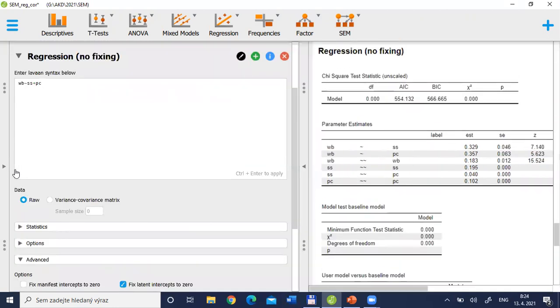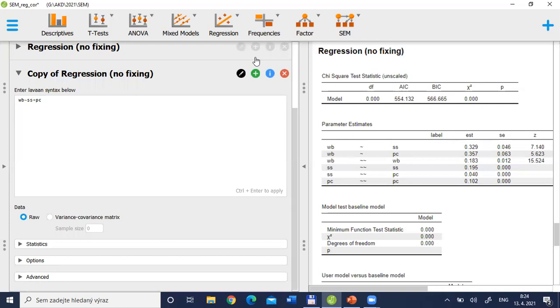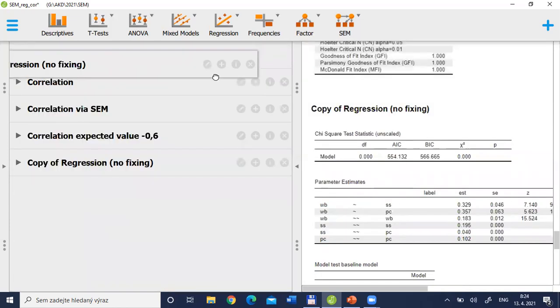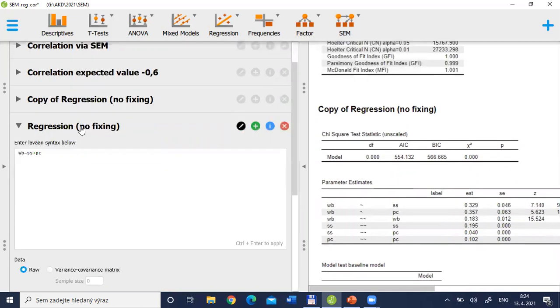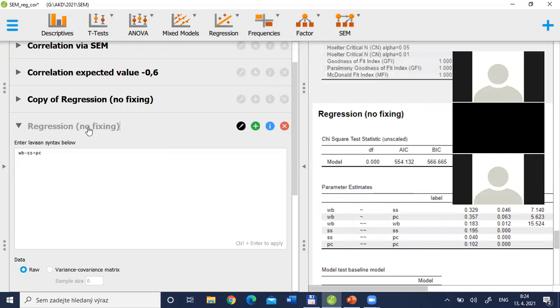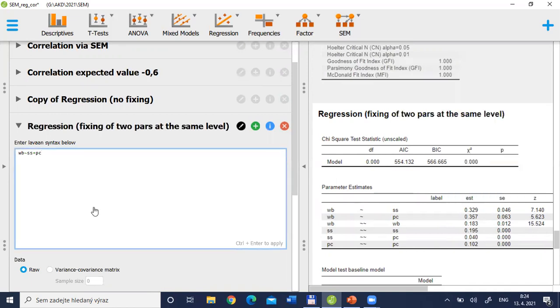So I would once again take this pre-specified regression. I would make a copy of this procedure. So clicking on this green plus, I would change only the title briefly, sorry for that. So regression, fixing of parameters, at the same level. So here it is. And I would only need to change slightly the description of my equation.